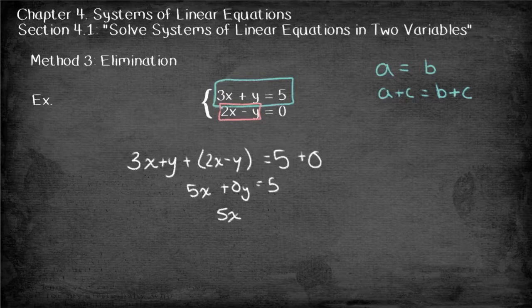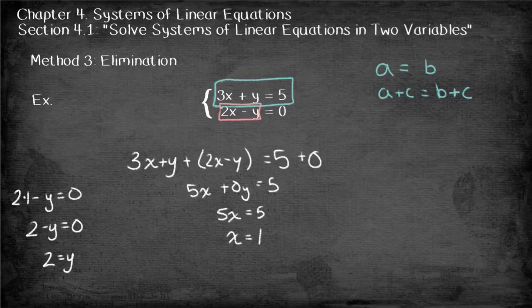5x equals 5, and then x is equal to 1. From there, you can use either of the two original equations. So 2 is equal to y, and we get that our solution is (1, 2). So that's basically the method of elimination.